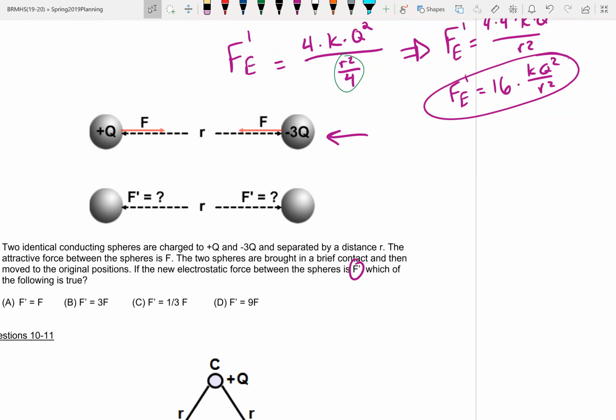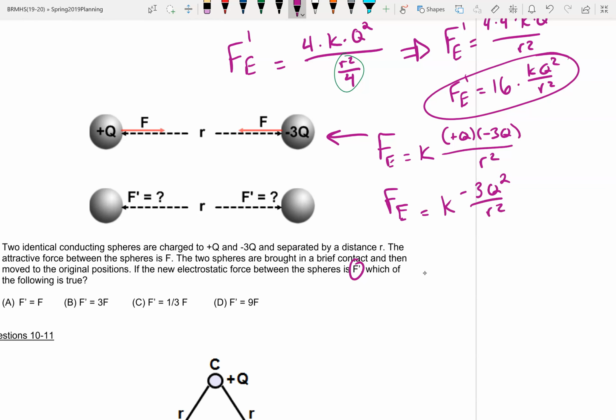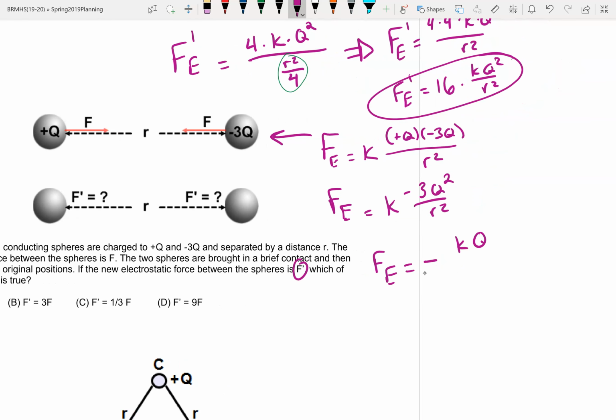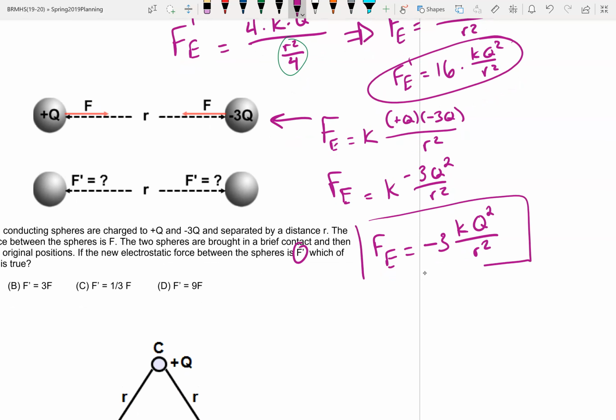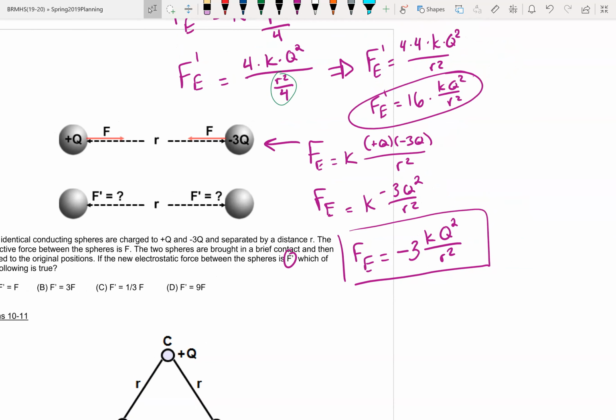So to start off, let's say up here, our original force is K times plus Q times minus 3Q divided by R squared. And we could write that one more time as K times minus 3Q squared over R squared. I'll write that once more and bring the negative out. The negative is simply going to show us attraction. Negative shows us attraction, because they're opposite charges. A positive sign would show us repulsion. Okay, so there's the original electrical force.